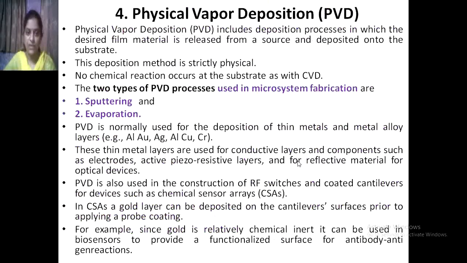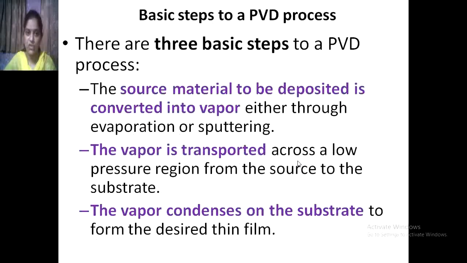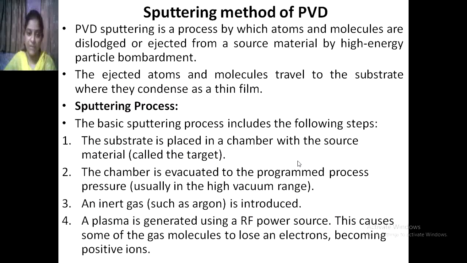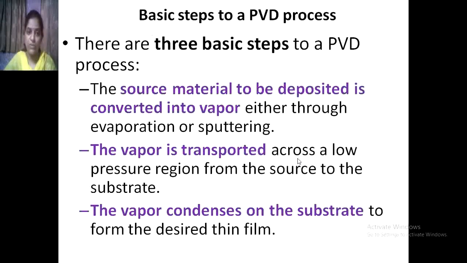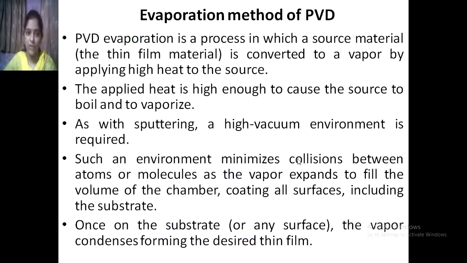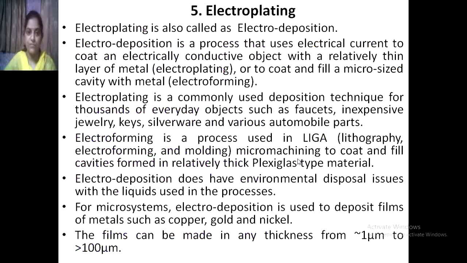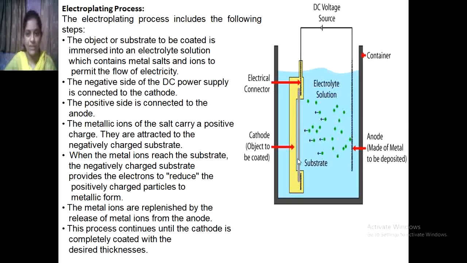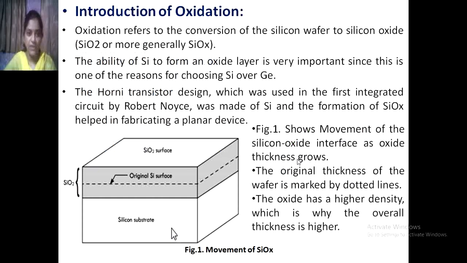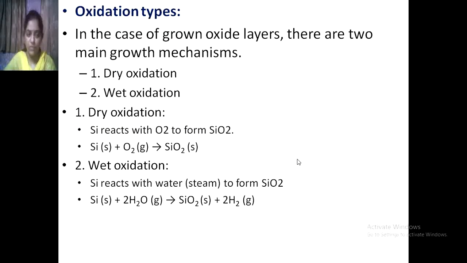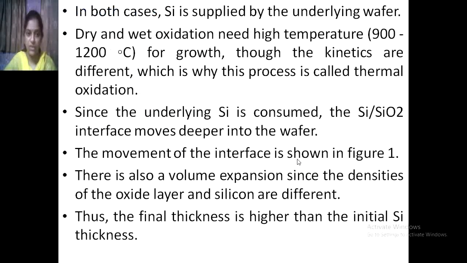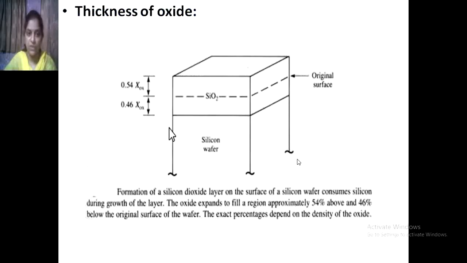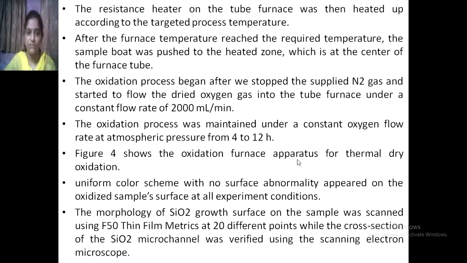Then the next type we have seen is physical vapor deposition. In physical vapor deposition, we have seen sputtering. Then we have seen the evaporation method of PVD. Then we have seen electroplating. Then we have seen oxidation. So the types of oxidation: dry oxidation and wet oxidation. So that thermal oxidation we have seen.